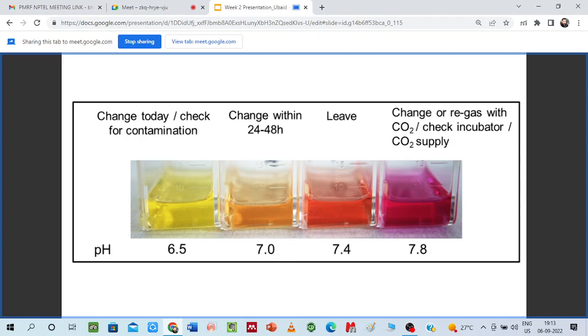When CO2 goes in the cell culture media, it actually reacts with the H2O present there and forms carbonic acid. If the CO2 supply is not there, the carbonic acid will not be formed. So there will be an imbalance in the bicarbonate buffer, and the pH will be more basic.